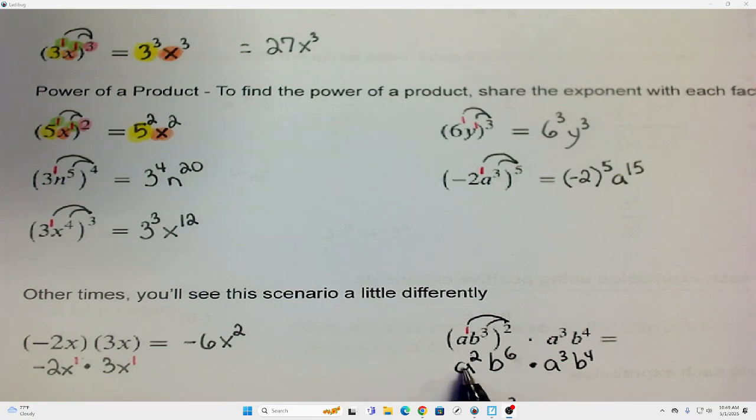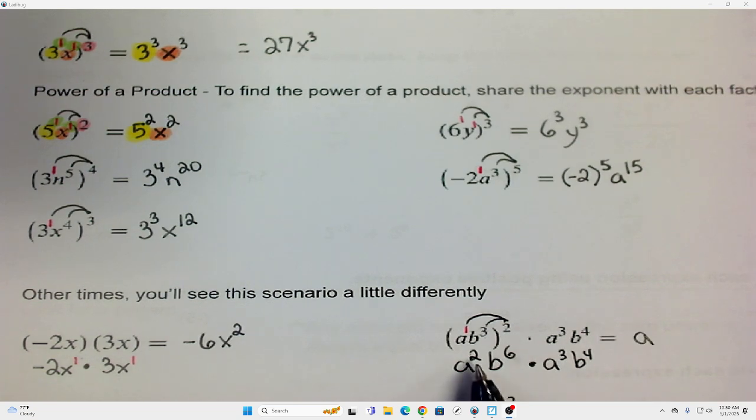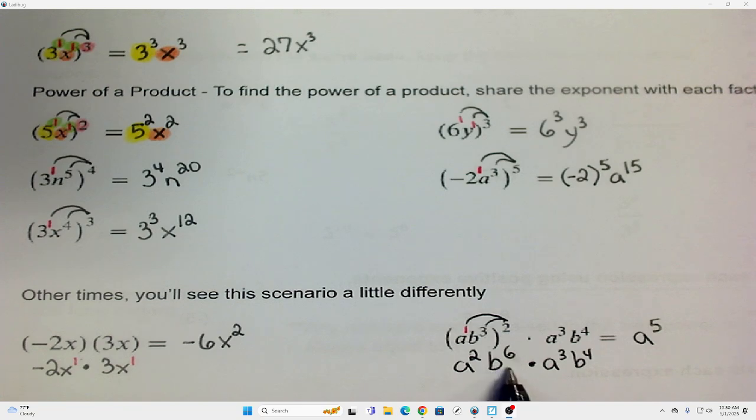It's really just add up your exponents for the ones that have the common bases. A to the second times a to the third. Okay, put your a right here. And then add your a exponents. 2 and 3 is 5. Do the same with your b's. 6 and 4 would be 10. So a to the 5th, b to the 10th.